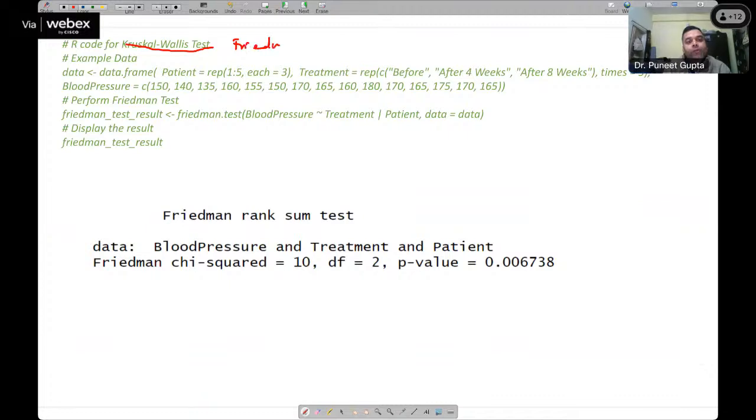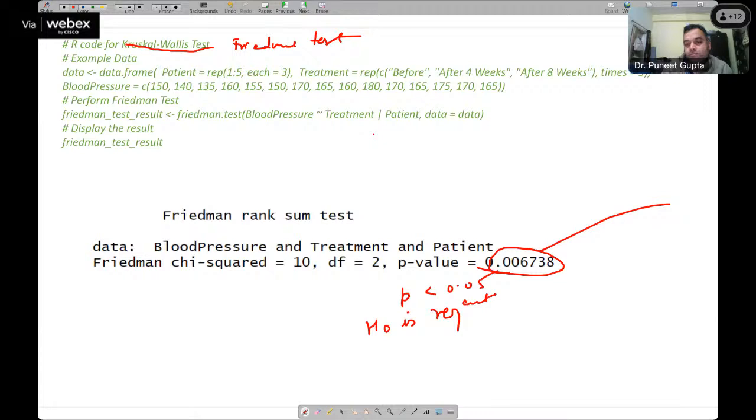Friedman test. Okay, so interpretation is the same for all types of hypothesis tests, whether parametric or non-parametric: go for the p-value. Since here the p-value is less than 0.05, H naught is rejected. That means there is a significant difference over a period of time.